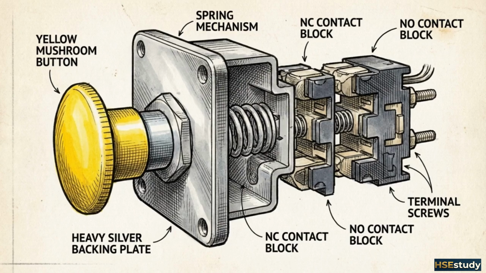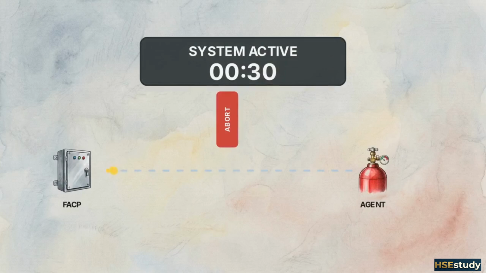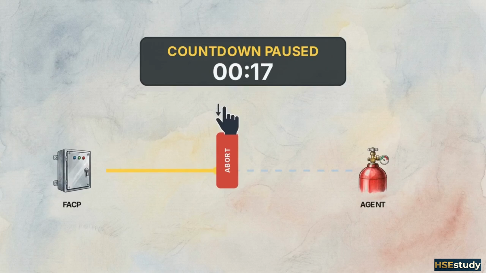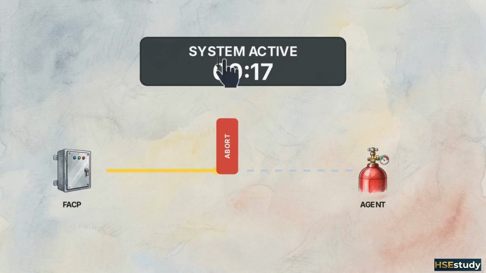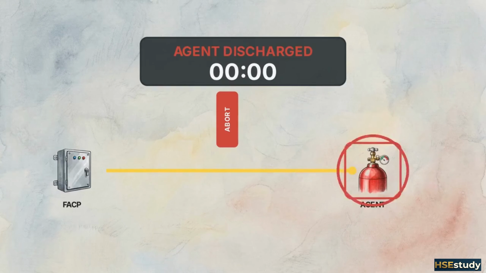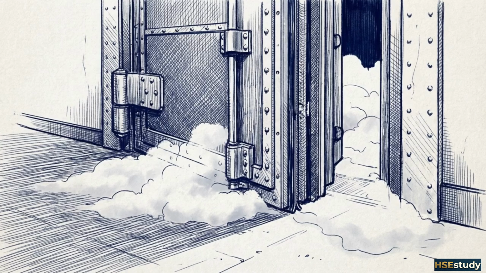Inside the enclosure, a physical abort button provides a manual override. This button only pauses the countdown for investigation. Releasing the switch resumes the timer immediately. It does not reset the system. This delay is vital for CO2 systems. Because the gas aggressively displaces oxygen, anyone trapped inside faces immediate lethal asphyxiation.